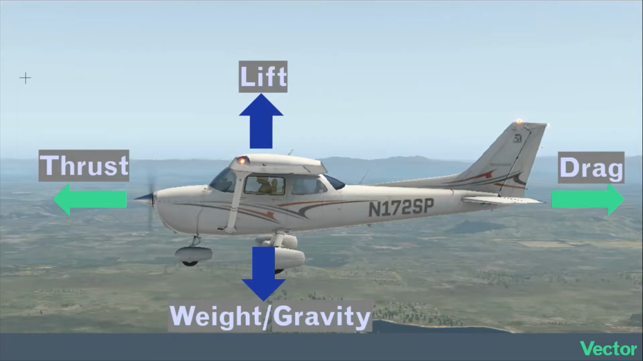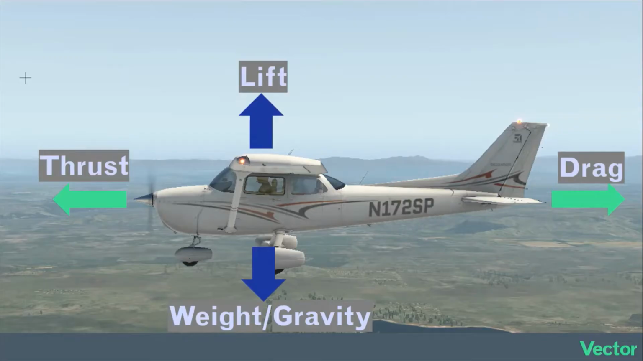The four forces that act on an airplane are lift, weight, thrust, and drag. Whenever there's an imbalance between lift and weight, the airplane will either climb or descend. Whenever there's an imbalance between thrust and drag, the airplane will either accelerate or decelerate. When opposing forces are equal, the airplane is in steady state, unaccelerated flight.